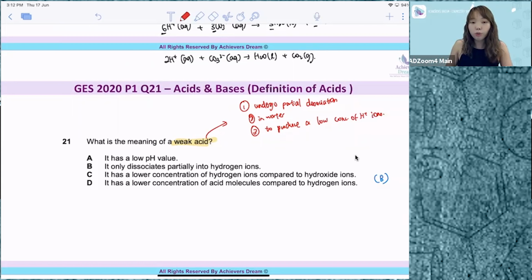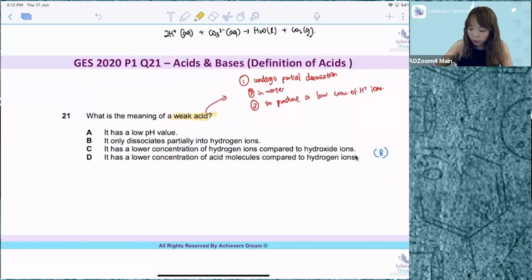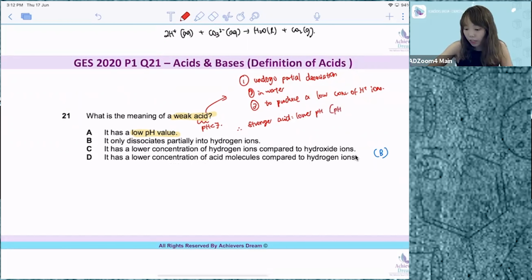Okay, so for option A, it has a low pH value. This is not your best answer. Okay, for acids, pH is lesser than 7. But the stronger the acid, the lower the pH. So for strong acids, the pH range is about 1 to 2. Whereas for the weaker acid, pH would be higher.